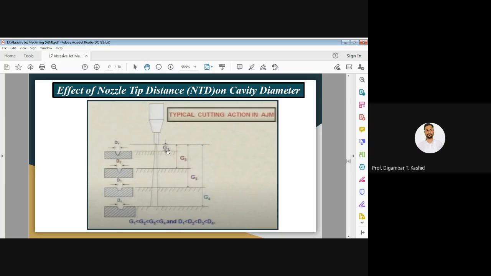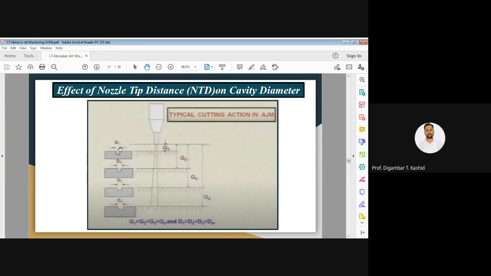Whatever I mentioned firstly, that G1. So that is the nozzle tip distance. The first case is G1. Now you can see here the size or width of the cavity, or the diameter of the cavity, depends upon the cross section of your nozzle. The cross section of the nozzle I have shown by D1.